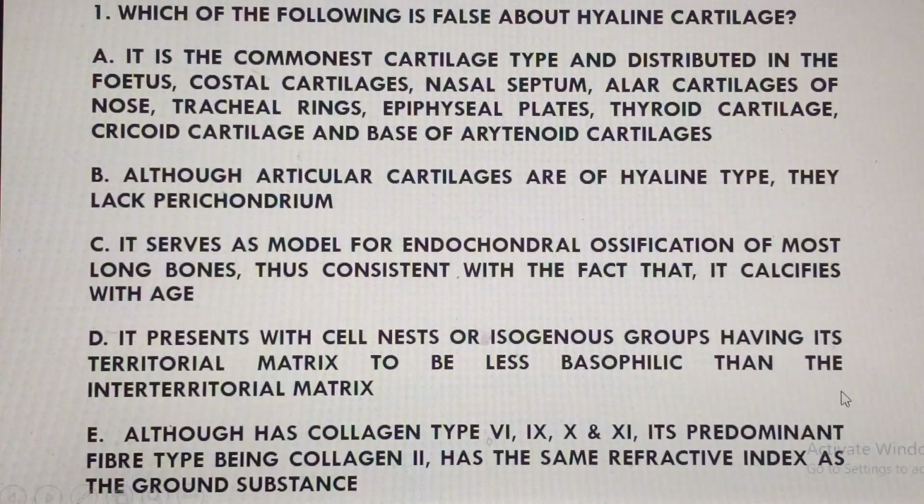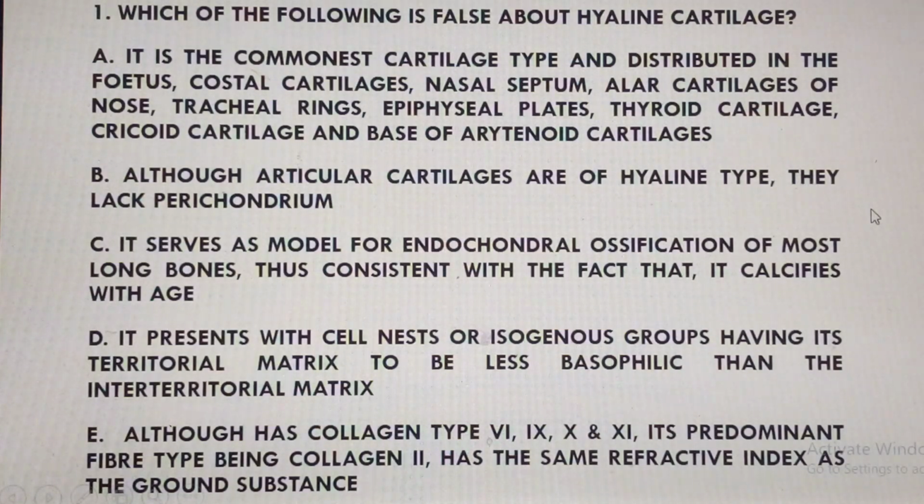Option A says it is the commonest cartilage type and distributed in the fetus, costal cartilages, nasal septum, alar cartilages of nose, tracheal rings, epiphyseal plates, thyroid cartilage, cricoid cartilage, and base of arytenoid cartilages. Yeah, that's a very true statement. We get to know that yes, the commonest type of cartilage is actually the hyaline cartilage, although we have 3 kinds, including of course the elastic and the fibrocartilage. Actually, the commonest is what we call the hyaline cartilage, having a wide distribution in these areas that we mentioned. So that's a true statement.